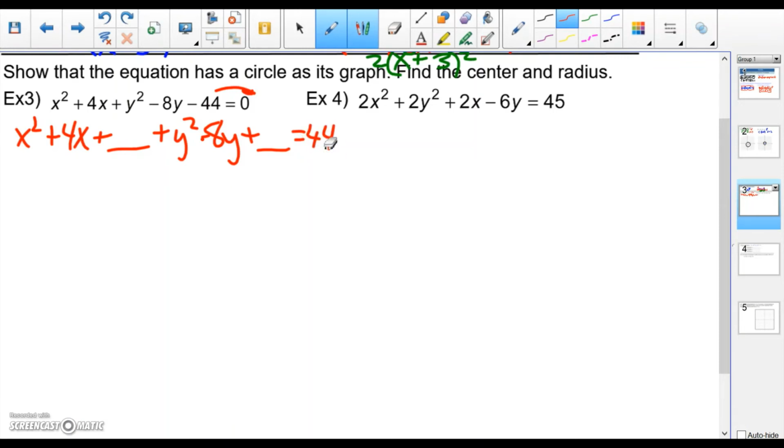So what we're going to do is complete the square twice. Look at this number right here in the middle. This 4, half of that is 2. Square that number is 4. So by filling in a 4 in that blank, we have completed the square.